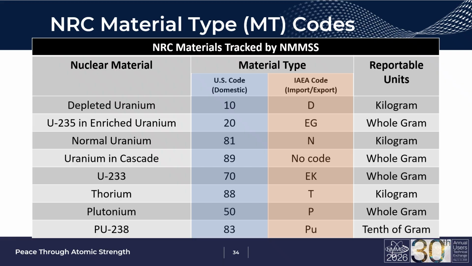Similar to the material type codes for DOE and NSA, the nuclear material and the material type code, as well as what reportable unit quantities are interpreted as, are listed here.